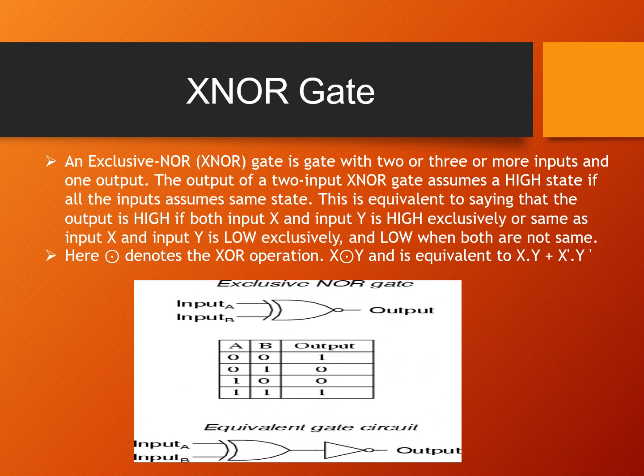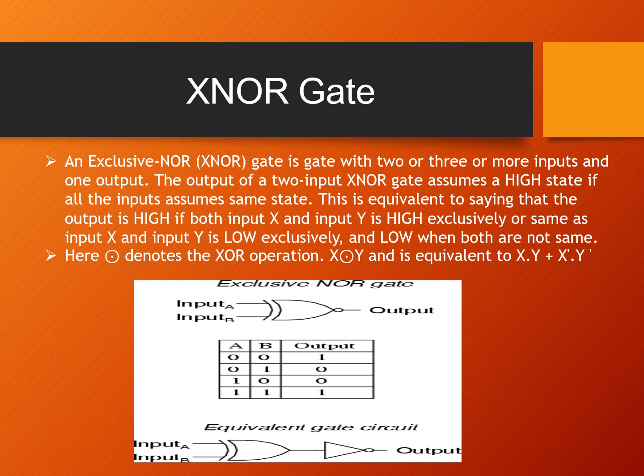XNOR gate. The exclusive NOR gate or XNOR gate is a gate with 2 or 3 or more inputs and one output. The output of a 2-input XNOR gate assumes a high state if all the inputs assume the same state. This is equivalent to saying that the output is high if both input X and input Y are high, or both are low, and low when both are not the same. Here, dot over a circle denotes the XNOR operation. X dot over a circle Y is equivalent to x dot y plus x dash dot y dash.